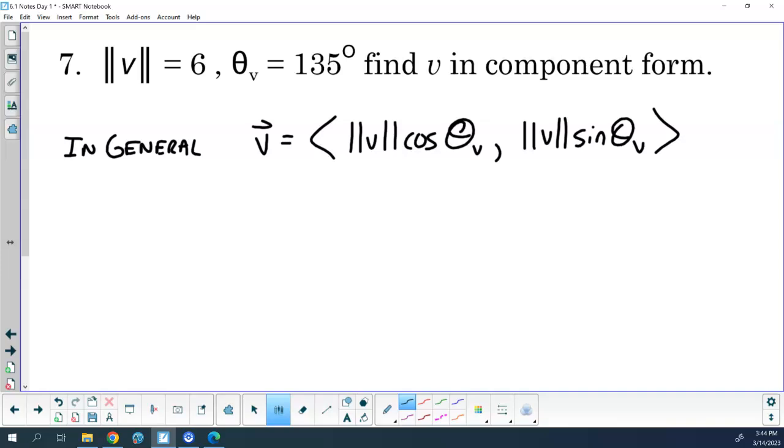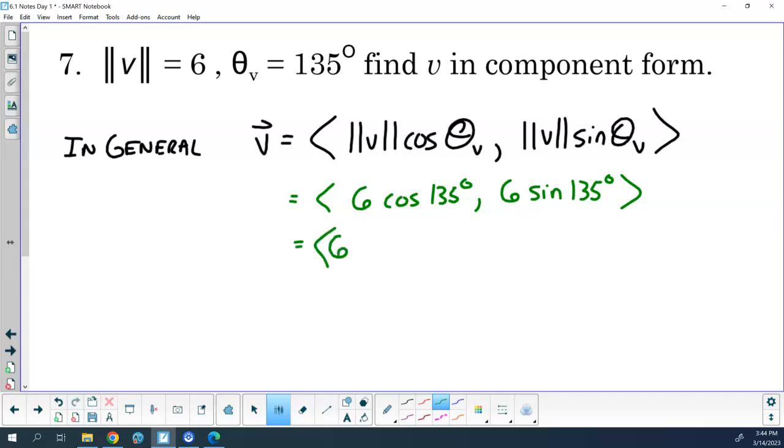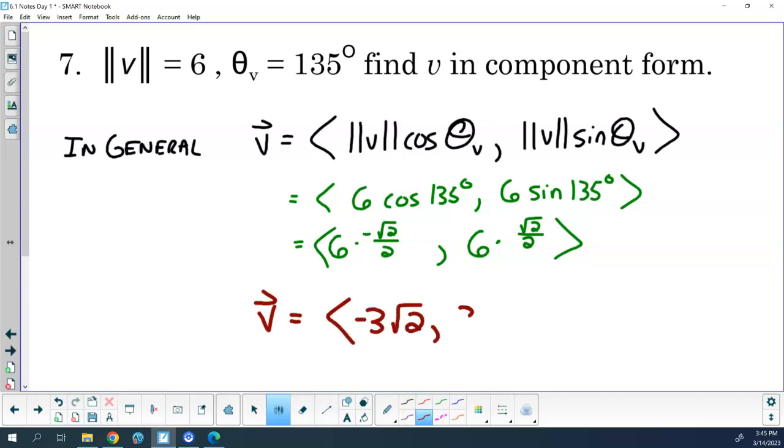So if you have this scenario, we could just go with 6 times the cosine of 135 degrees, 6 times the sine of 135 degrees, which is going to give me, this one is going to be negative square root of 2 over 2. This one is going to be positive square root of 2 over 2. So vector v would be negative 3 square roots of 2, comma, positive 3 square roots of 2 in component form.